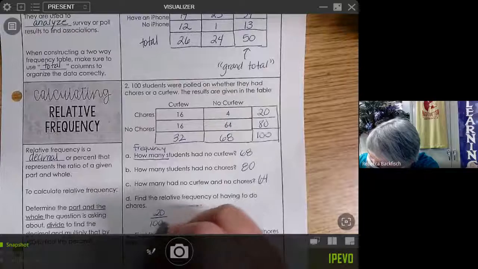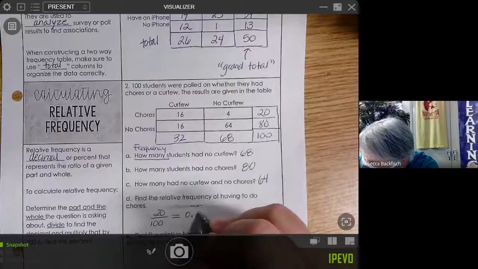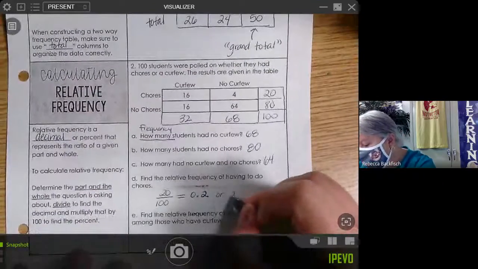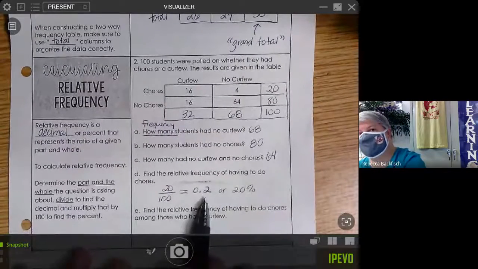Anytime they're talking about a relative frequency, that is a decimal. That's going to be division, and it's going to turn to a decimal. And that would be 20%. Usually we'll do it as a decimal, though, instead of a percent.